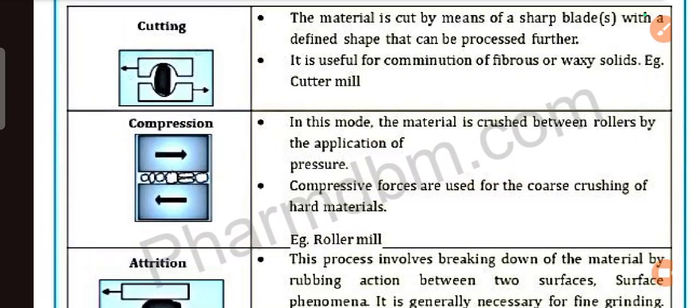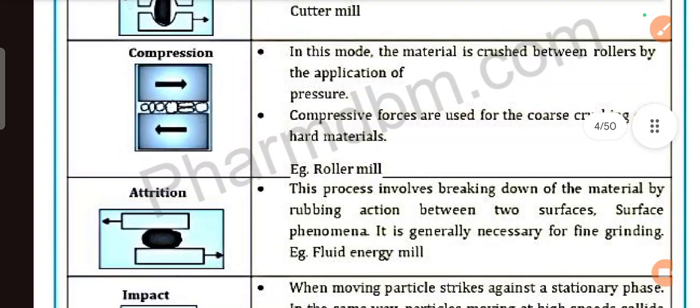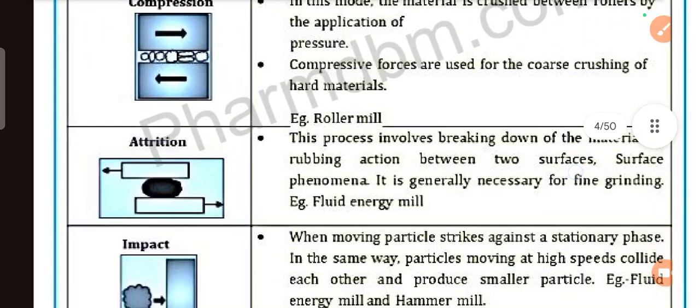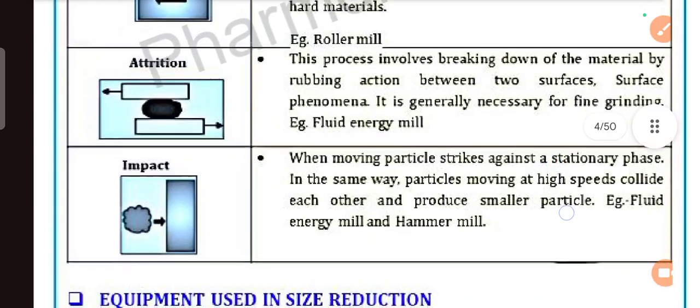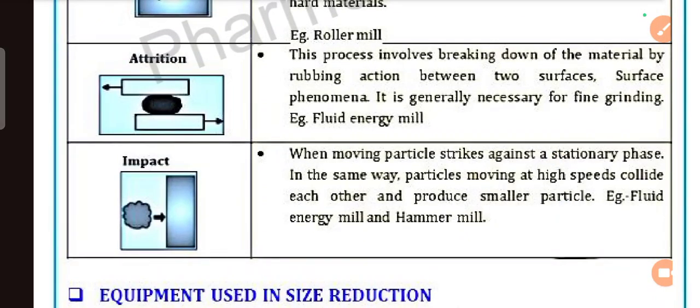Compression. In this mode, the material is crushed between rollers by the application of pressure. Compressive force is used for the coarse crushing of hard material. Attrition. This process involves breaking down the material by rubbing action between two surfaces. It is generally necessary for fine grinding. Fluid energy mill.